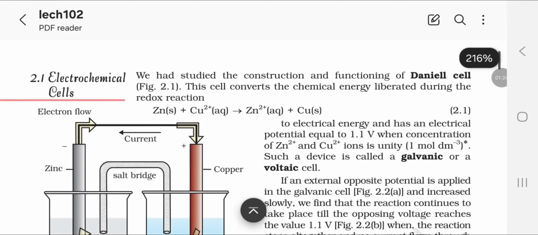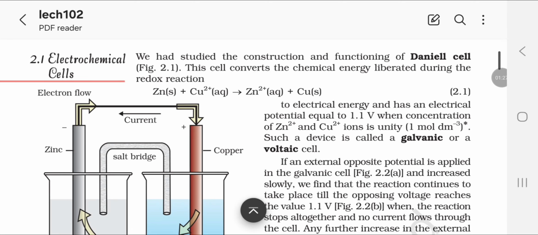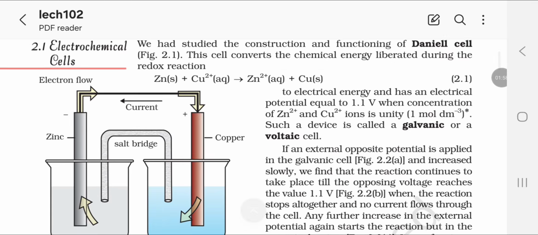2.1 Electrochemical cells. We have studied the construction and functioning of Daniell cell. The cell converts the chemical energy liberated during the redox reaction, that is, Zn + Cu²⁺ gives Zn²⁺ + Cu, to electrical energy and has an electrical potential equal to 1.1 volt when concentration of Zn²⁺ and Cu²⁺ ions is unity. Such a device is called a galvanic or a voltaic cell.